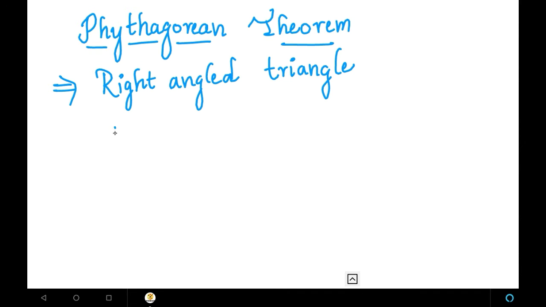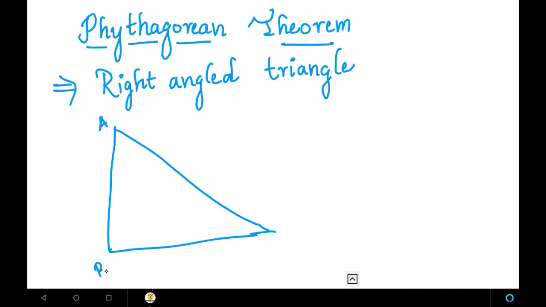Now let me draw a right angle triangle. See here, I am drawing a right angle triangle. Yeah, this is the right angle triangle. Let's name this triangle as A, B, C. Here at the angle B it is 90 degrees.